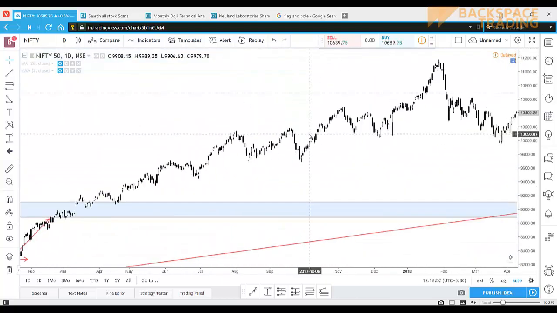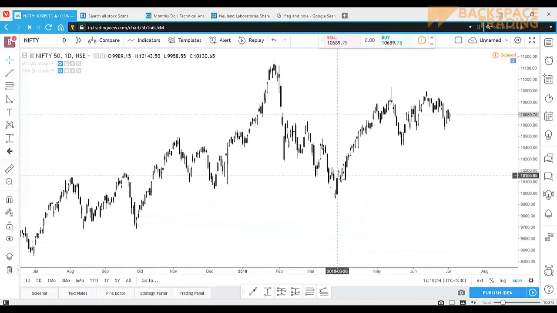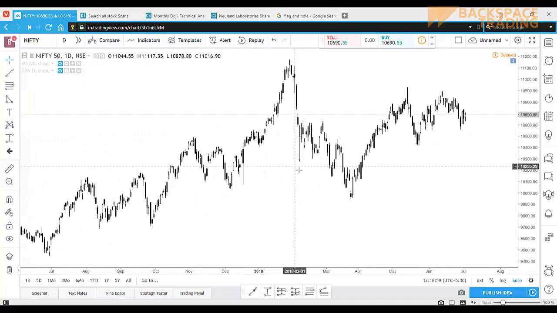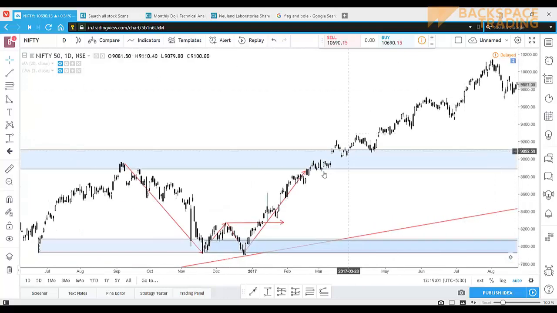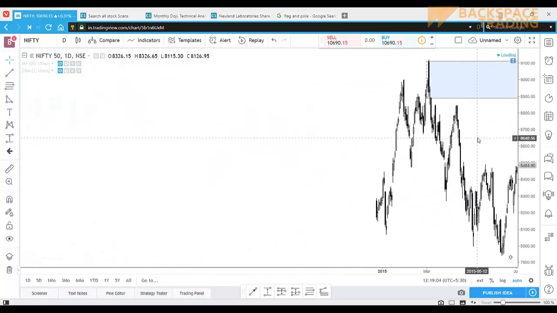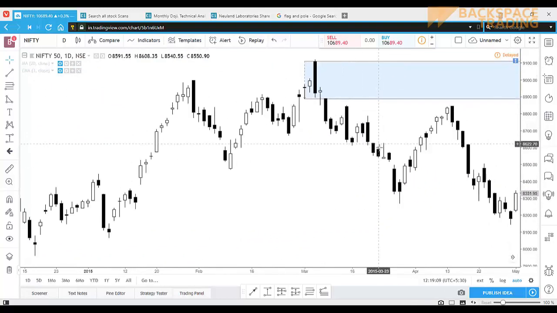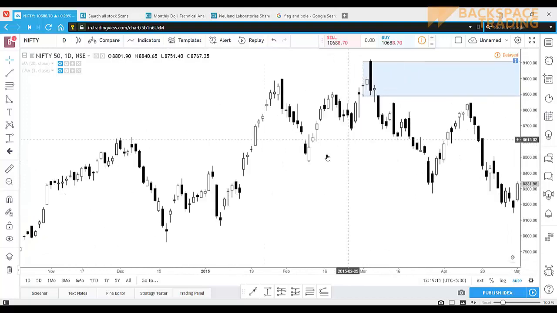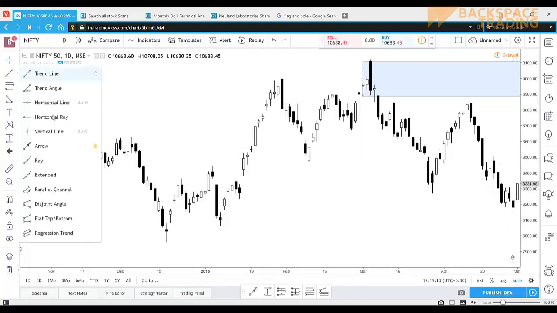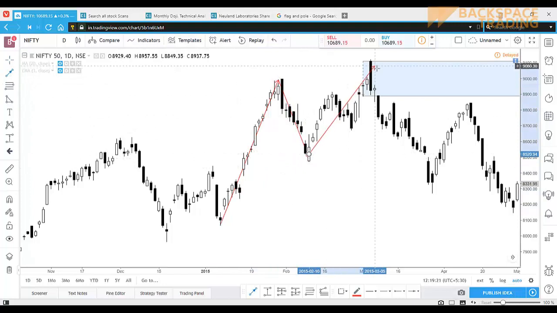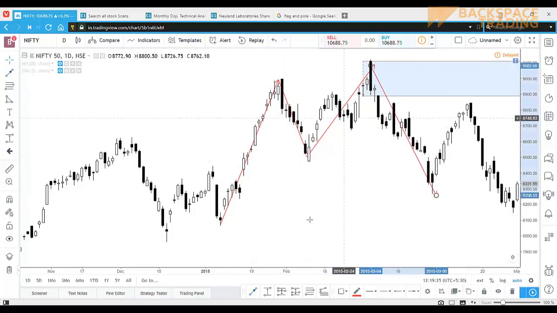Where is a double top for you guys? Let me check. This is a double top. Not yet. Where is a double top? This is a double top. Yeah, it seems like a double top. I think so. See, I'm not an expert on this because I really don't value this double top part. No, it's not a double top, by the way. It cannot be counted.